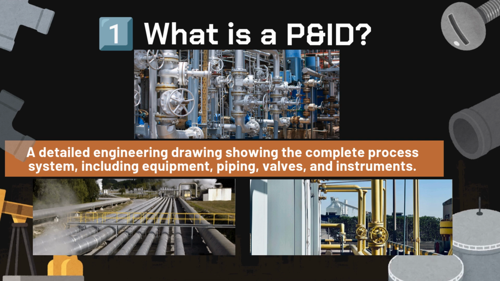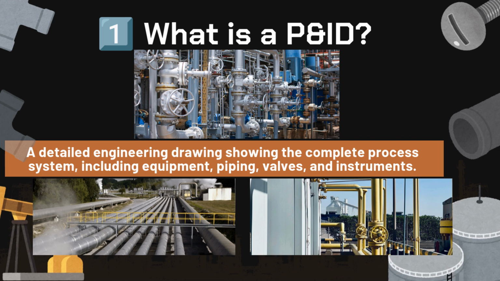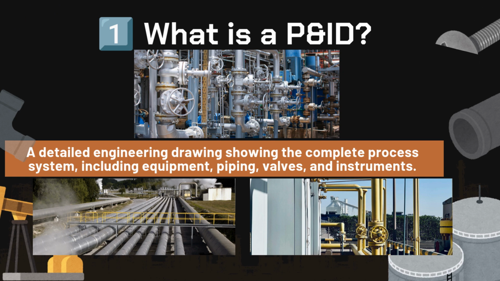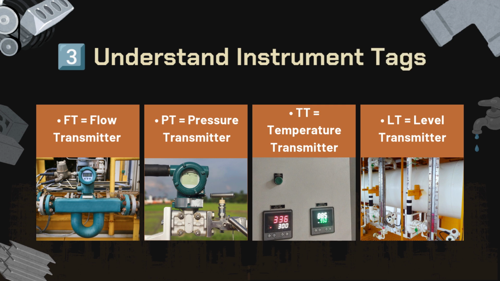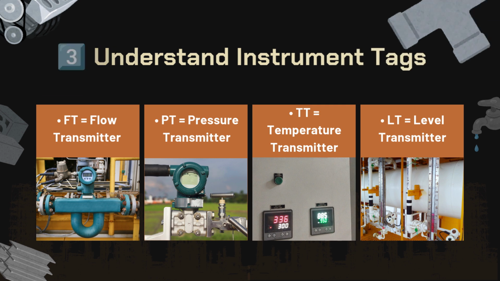Number 1. What is a P&ID? A detailed engineering drawing showing the complete process system, including equipment, piping, valves and instruments. Number 2. Identify major equipment. Learn to recognize symbols for reactors, pumps, tanks, heat exchangers and vessels. Number 3. Understand instrument tags like FT, PT, TT and LT.